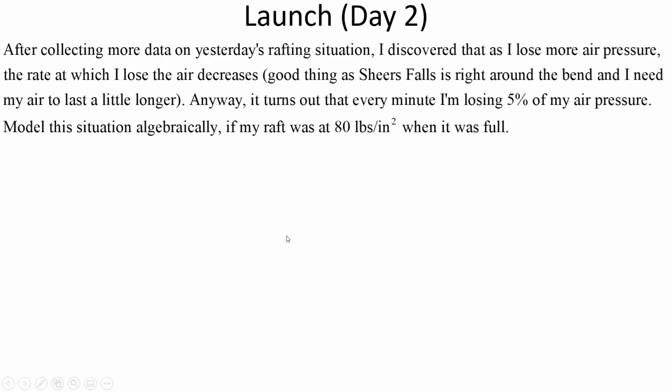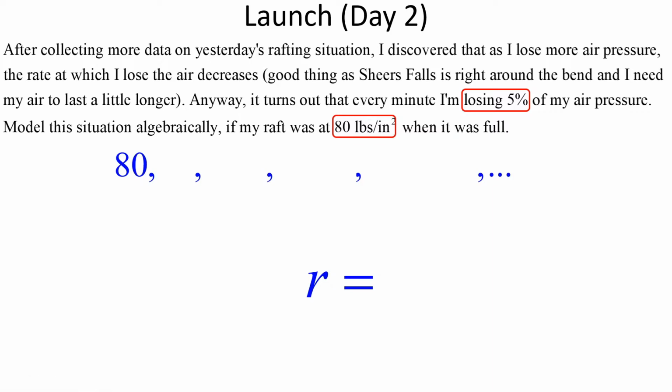All right, so let's set up our sequence. And what did my raft start at when it was full and did not have that leak? 80 pounds per square inch. That's an 80. And now, what is my pattern of change here? Well, I'm losing 5% of my air every minute. So if I'm losing 5%, and whenever you see percent, you think you're going to have a common ratio, all right? And if I am losing 5%, doesn't that mean I will still have 95% left? So my common ratio is 95% as a decimal, 0.95.